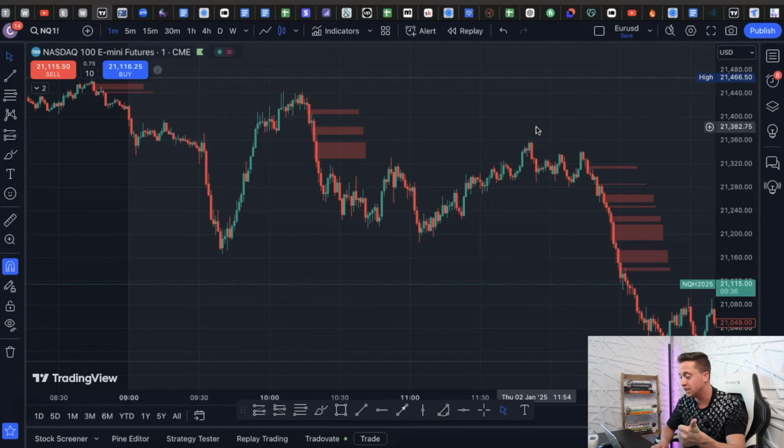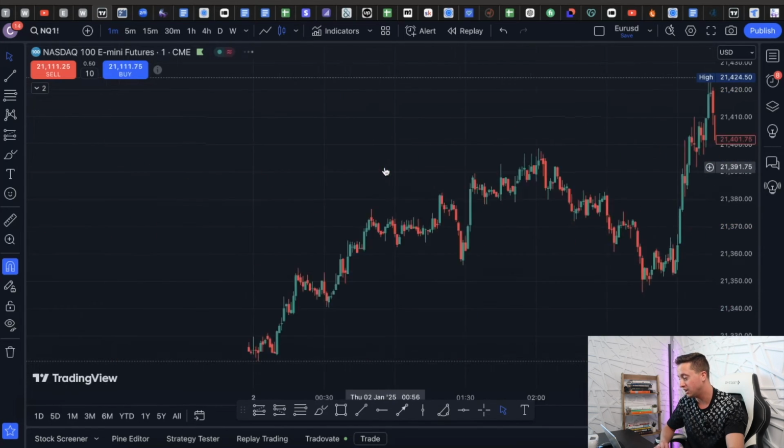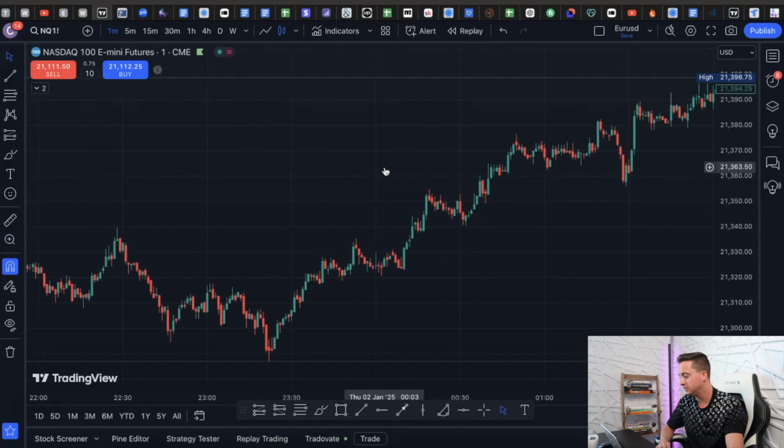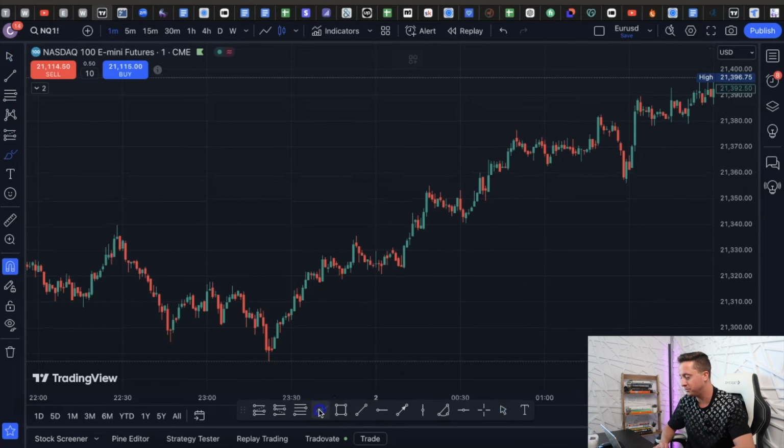So we're trading off lower time frames, looking for a very smooth trend. You can see that this is kind of choppy, but as we look here, this is ideally what you guys would want to be seeing in the market.